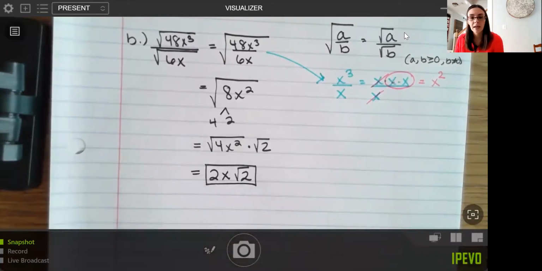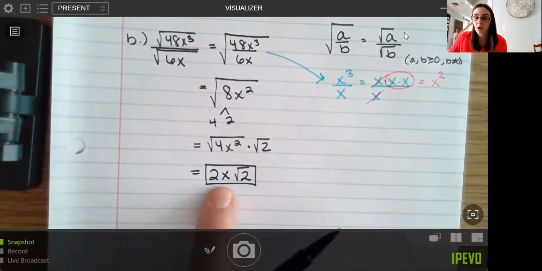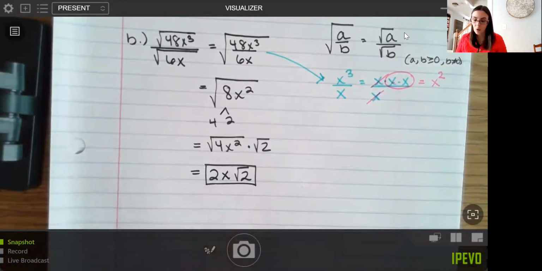assume x is non-negative so that you can just jump right in and write your answer. If you're not assuming that x is non-negative, then you would sometimes have to put that absolute value sign around, right? When we cancel out that square root, we do technically take the absolute value of the number that's inside. So x would be non-negative here. So either 0 or positive.